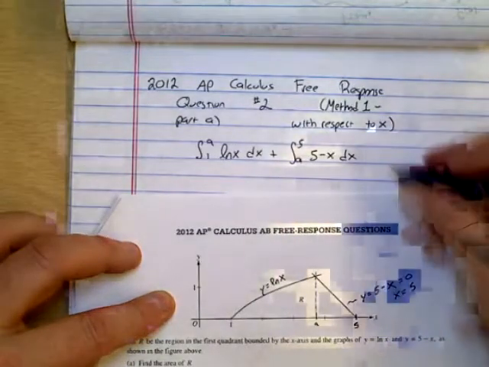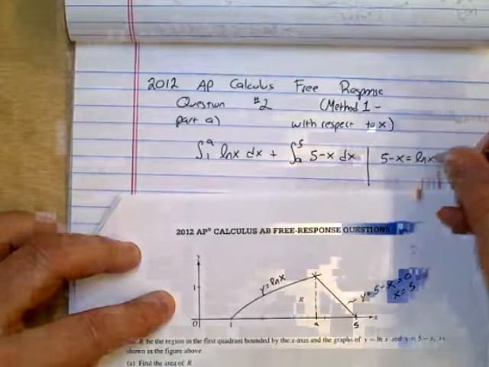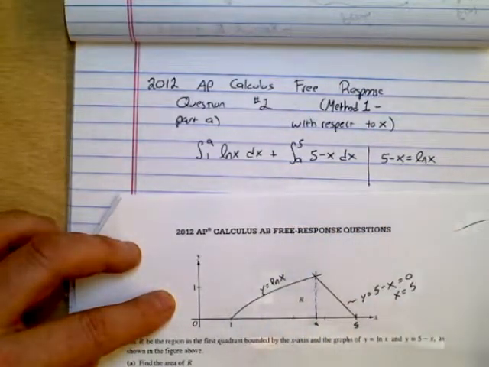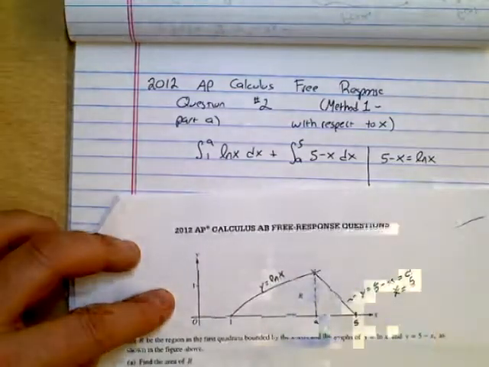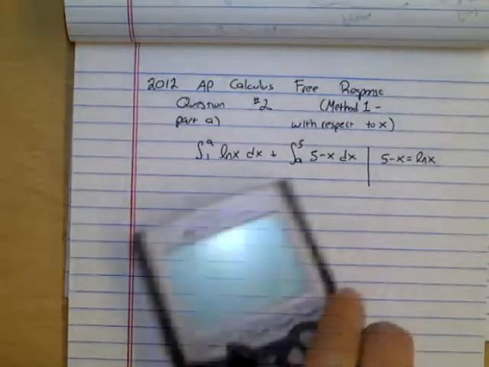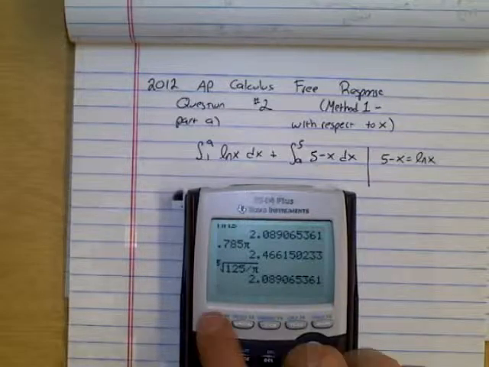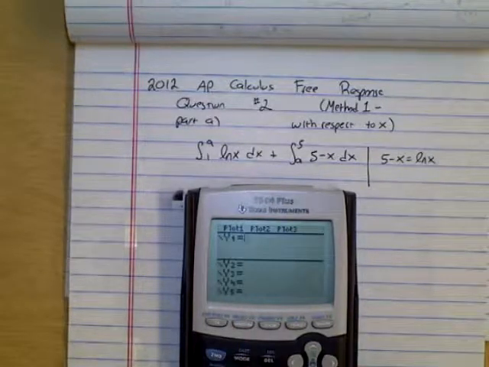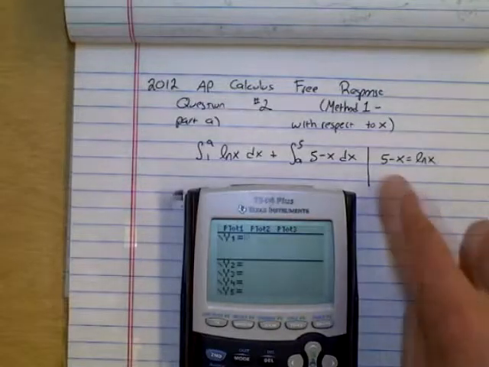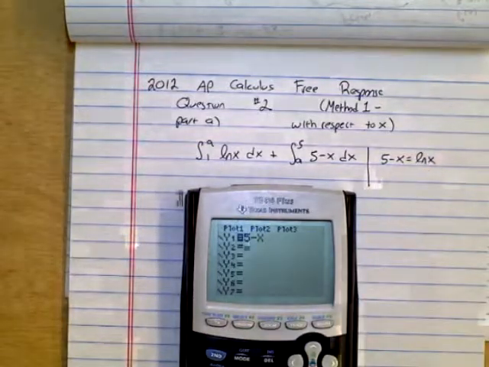Now I need to find out what this point A is. So to find out the point A, I need to find where 5 minus x is equal to ln of x, because that will tell me where these two curves intersect. Now that's not an equation that I can easily solve analytically. In fact, possibly it could not be solved at all analytically. So what I would need to do is make a graph and see where the intersection point of the graph is. So I'll go to my calculator and I'll look at y1. For my y1, I'll put 5 minus x. And for my y2, I'll put ln of x.